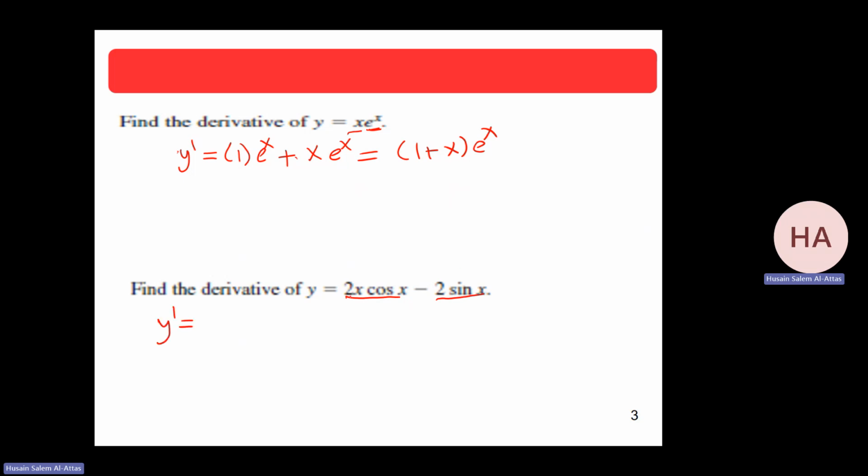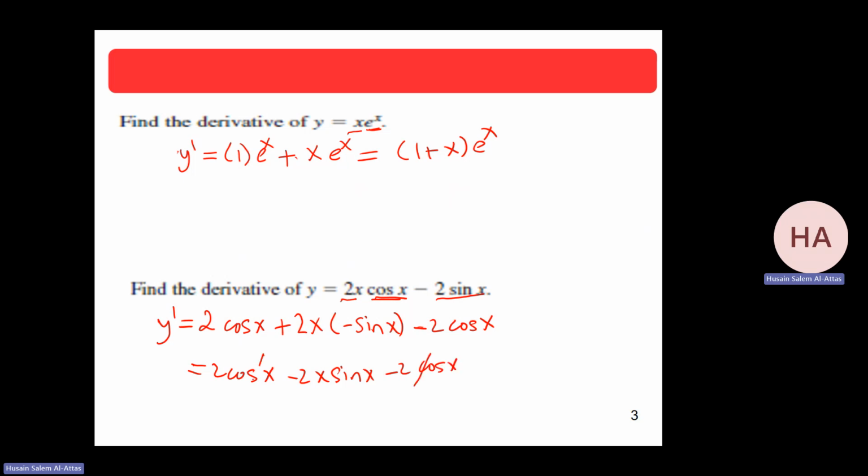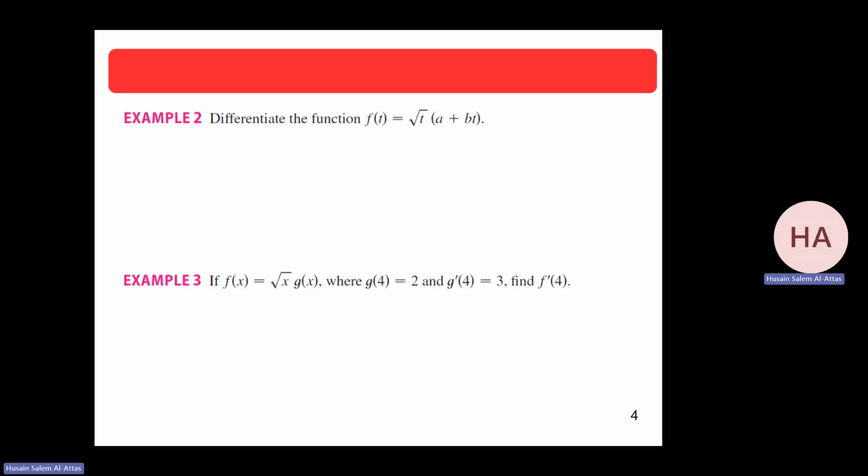This one, I have here product rule, and here I have just a derivative. Okay, so y prime will be derivative of the, I have this is the first, this is the second. So the first is 2 times the second plus 2x, derivative of this, which is minus sine x. This one is minus 2 cosine x. That's the regular derivative. Okay. Now do the calculation. That will be 2 cosine x minus 2x sine x minus 2 cosine x. This is cancelled. So I have minus 2x sine x.